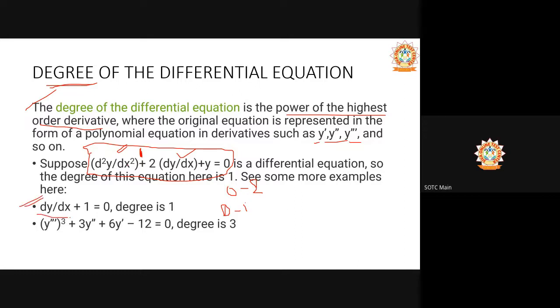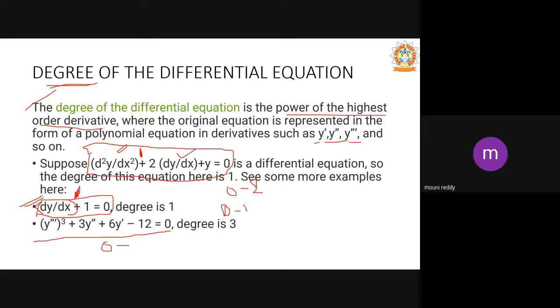Now tell me what is the order of this differential equation? 1. 1. So now this is the highest order derivative, the whole power 1. Clear? So this is the power. Now try to see this one. Now tell me what is the order of this differential equation?